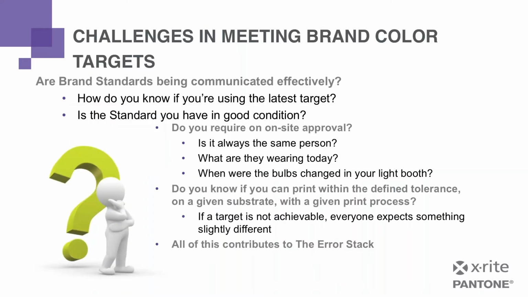But this is one of the challenges that we have: how do we know that we're able to communicate these things efficiently? How do you know if you're using the latest target? Quite often colors can drift over time, and people might have a physical standard that maybe got light struck or was damaged or has a big thumbprint in the middle of it. This can happen with physical targets. Is always the same person evaluating color? And are you using controlled lighting when you're viewing your colors? This also makes an enormous difference as to how you will evaluate something.